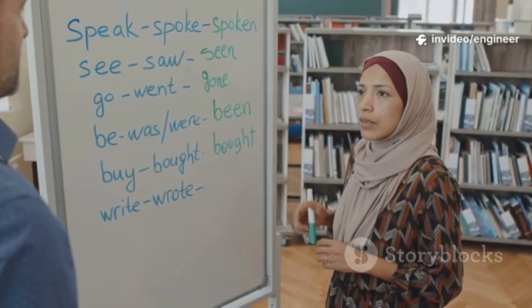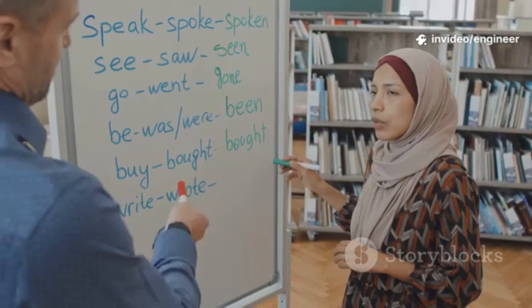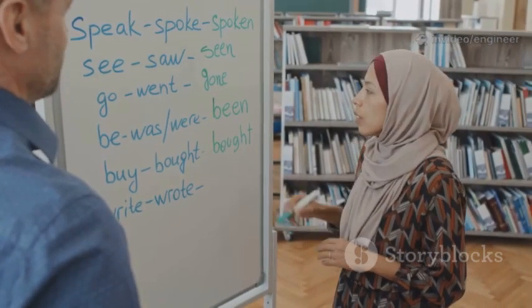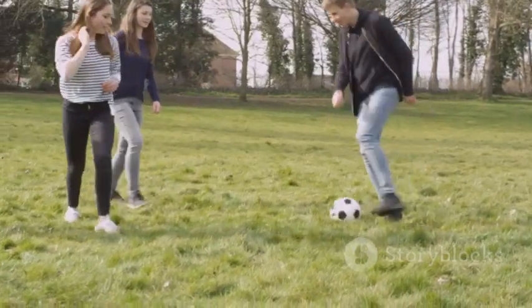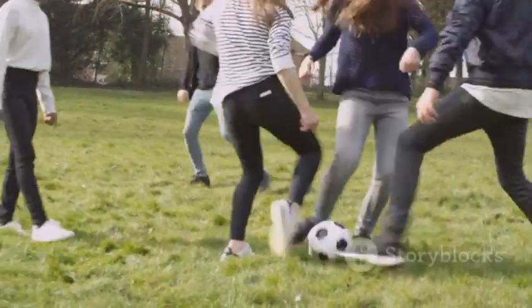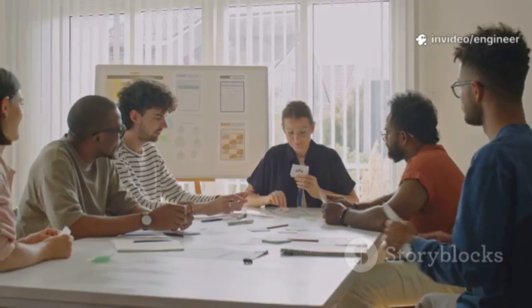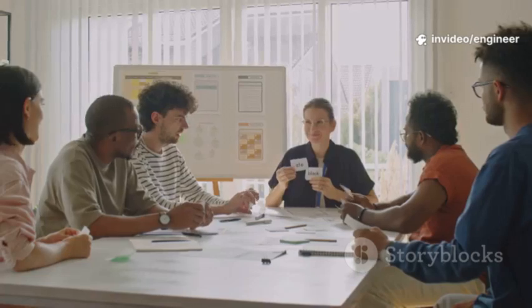We use the base form of the verb, like walk, eat, play, read, for most subjects: I, you, we, and they. For example, we play football on Saturdays. They read many books.